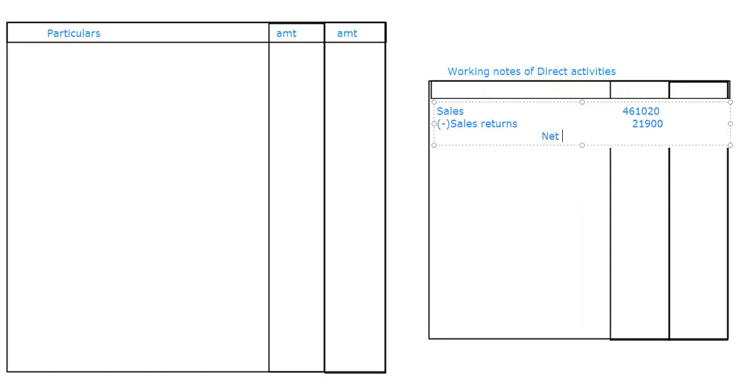Therefore net sales is equal to, do the minus and tell me, how much does it come? 461,020 minus 21,900 is equal to 4,39,120. Is it right? Yes, ma'am. Yes.